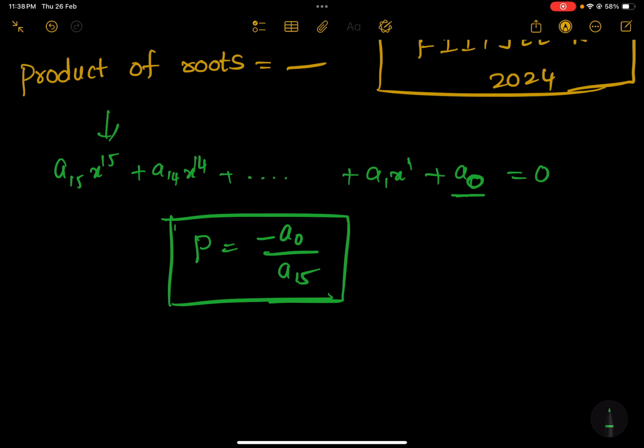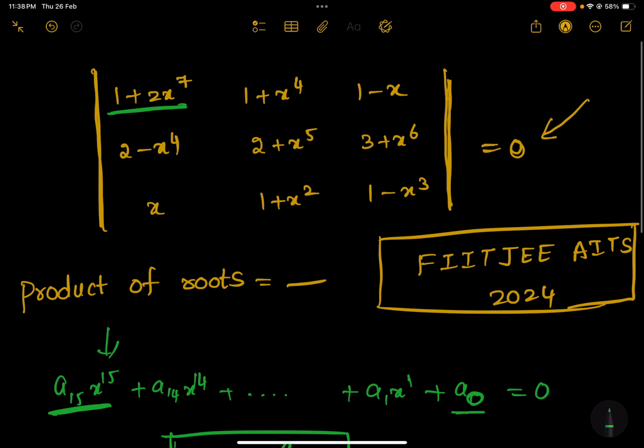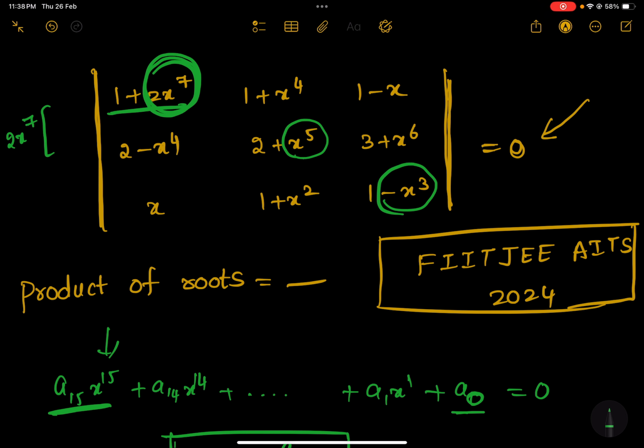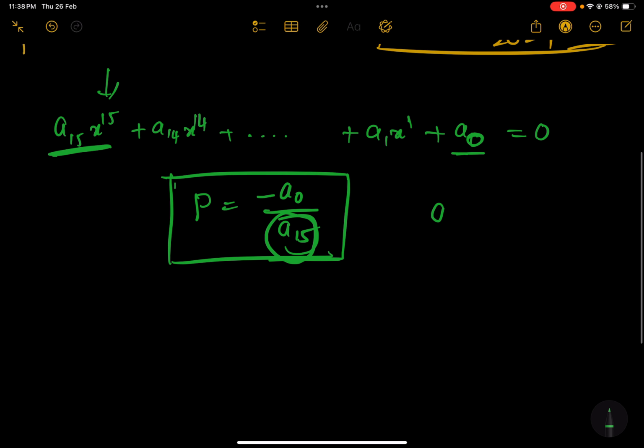Now let us see what a15 is. a15 is just the coefficient of x to the power 15. So what will that be? You will get x to the power 15 when you multiply 2x to the power 7 by, from here, x to the power 5 multiplied by x to the power 3. So that is minus x to the power 8. And when you multiply these two terms, you will get x to the power 8. But we multiply these two terms and then subtract the multiplication of these two terms, so here it will be minus x to the power 8. So that is simply minus 4x to the power 15. So the coefficient of x to the power 15 is minus 4. Therefore, a15 is minus 4. Therefore, your product of the roots will be a0 upon 4.